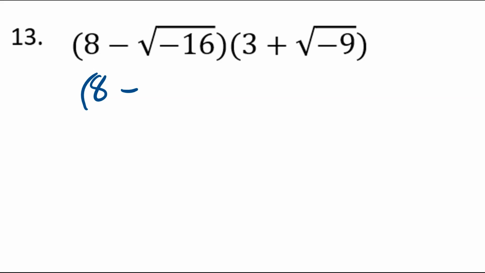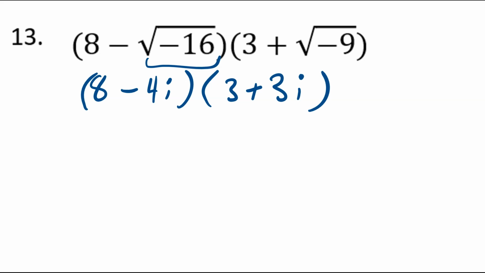The only difference is you haven't simplified these radicals yet. But since they're both perfect squares, this one's not too bad. That turns into 4i, and radical negative 9 turns into 3i. Remember, the negative under the radical just means that there's going to be an i there. And I do the same thing with my double distribution.